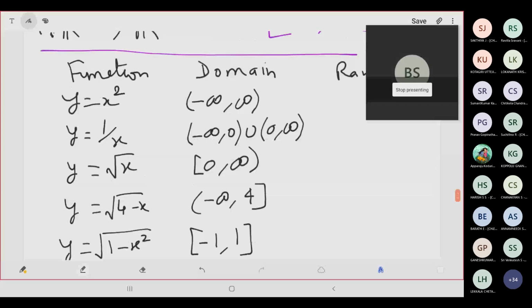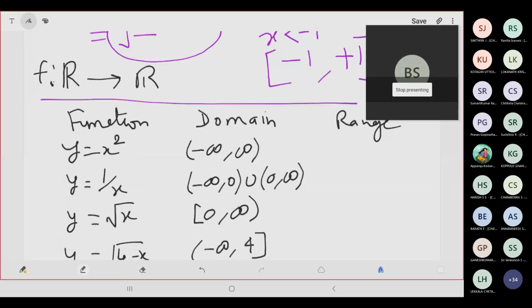So now according to the domain, you can find out the range. So y is equal to 1 upon x, then domain and range would be the same. So -infinity to 0, union 0 to +infinity. So putting any value from the domain, you can check one by one what would be your range set.